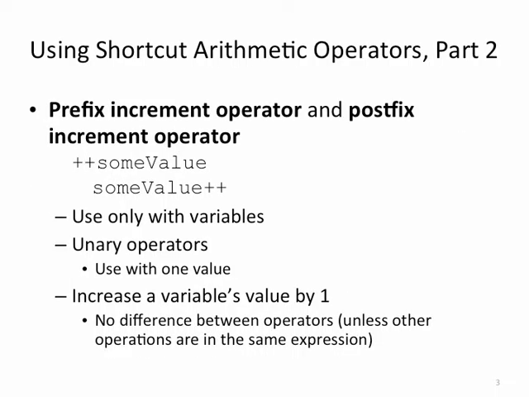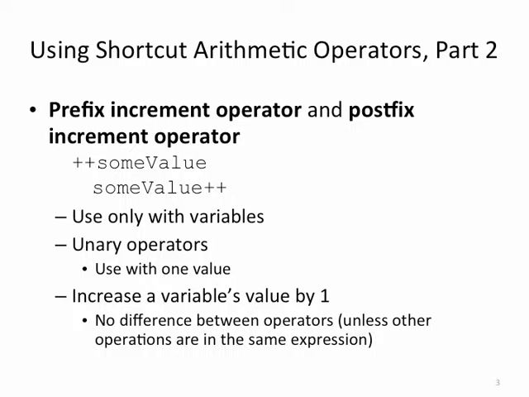We could also add 1 to a value by using the increment operators. There is a prefix increment operator and a postfix increment operator. So let's assume we have an integer variable named someValue. We can add 1 to it by saying ++someValue. We can also add 1 to it by saying someValue++.